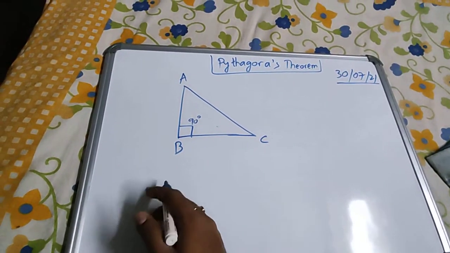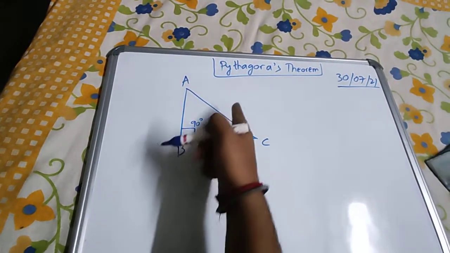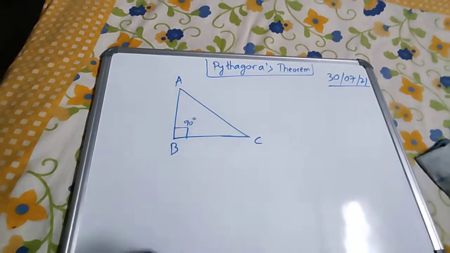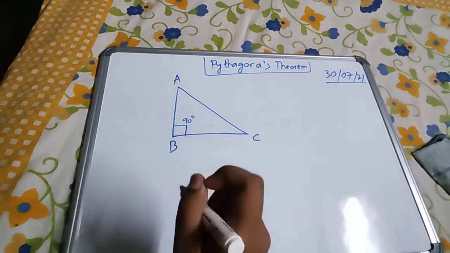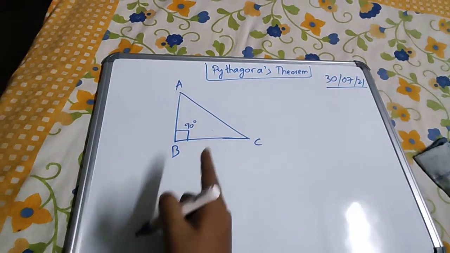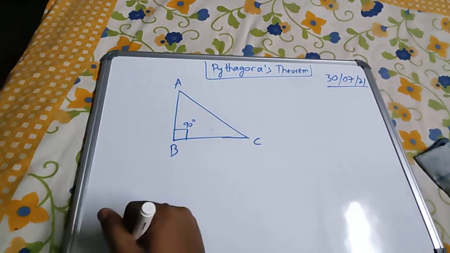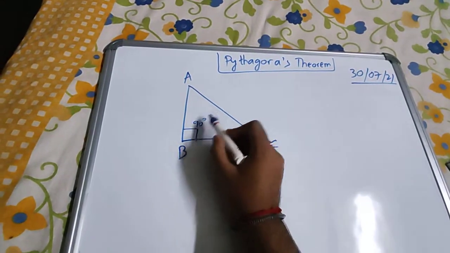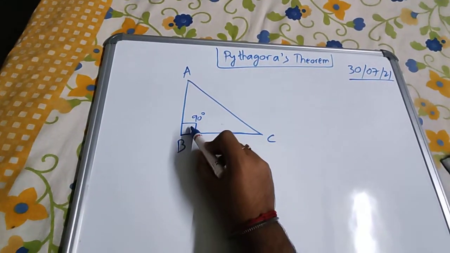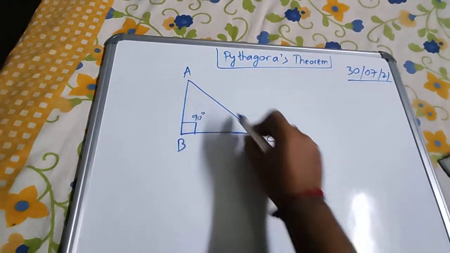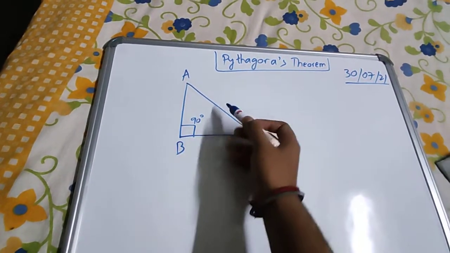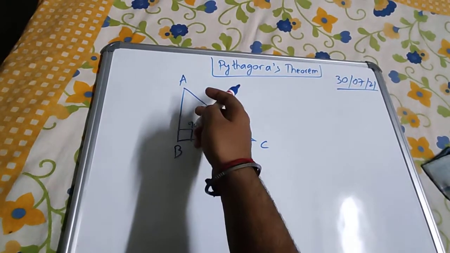Now you know that all triangles have three sides. In the case of a right angle triangle, these three sides have particular names. The side that is opposite to the 90 degree angle, this is 90, so opposite to 90 will be this one, that is AC.